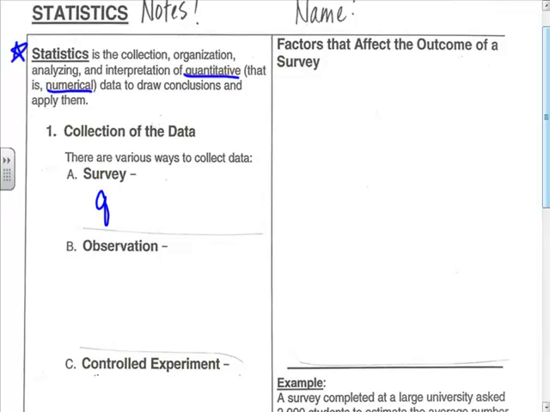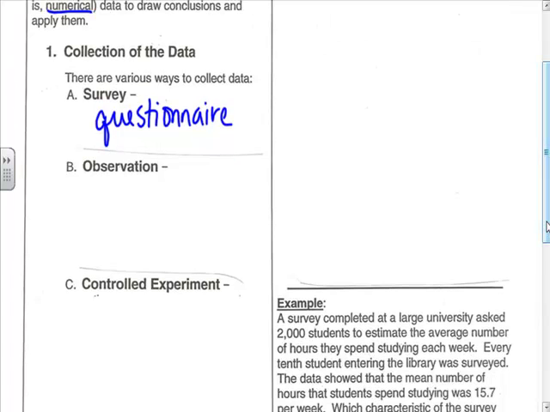So one of the ways is a survey. It could be some sort of a questionnaire. That might be, say, we're going to get some kind of new food in the cafeteria. Maybe every student gets a questionnaire asking on their favorite types of sandwiches or something. A poll, sometimes polls are taken to determine who people are going to vote for.